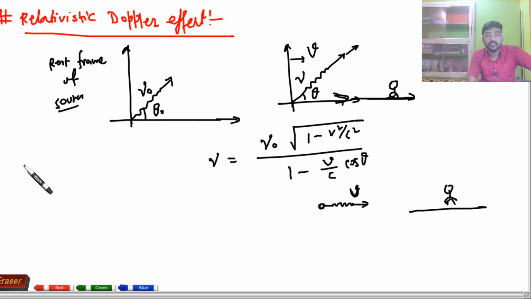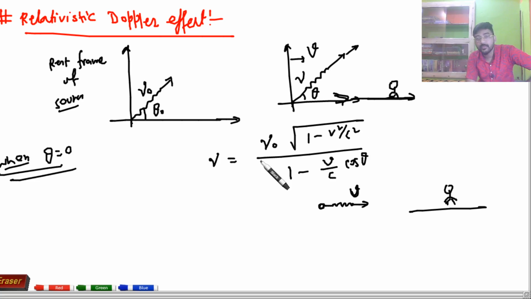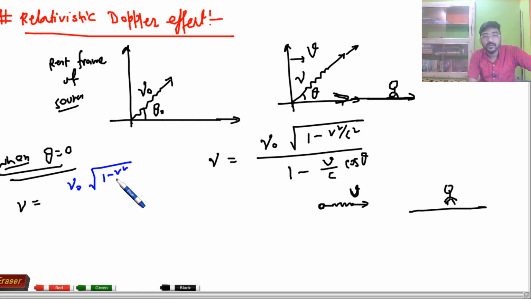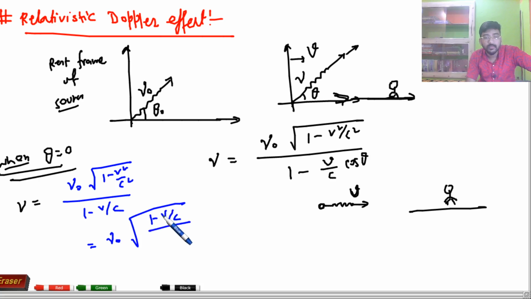Okay, when theta is equal to 0, and the light is moving towards the observer, then what will be the case? Then in that case nu will be nu naught root 1 minus v square upon c square divided by 1 minus v by c. And that will be nu naught root 1 minus v by c divided by 1 plus v by c divided by 1 minus v by c. Okay, you can simplify it.